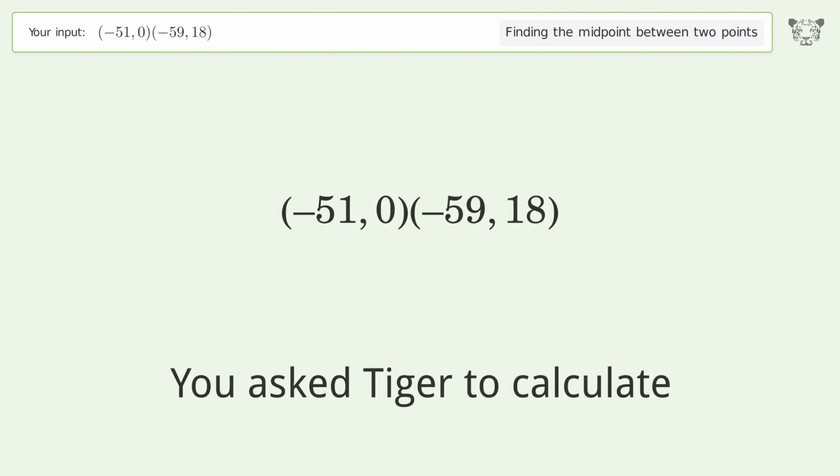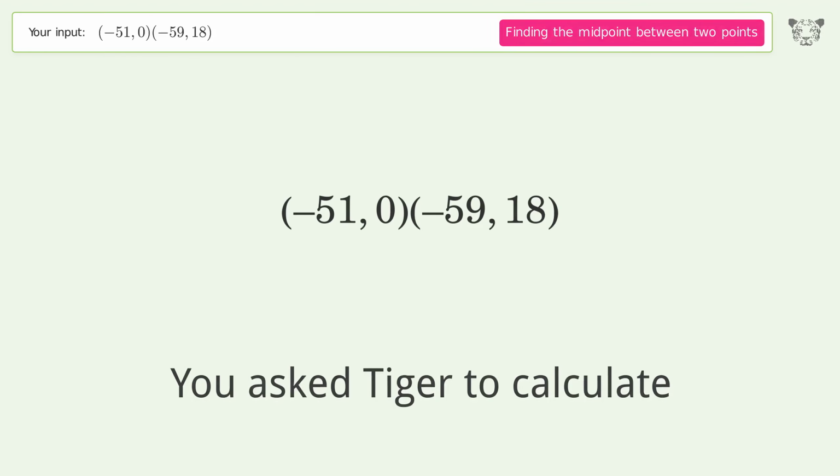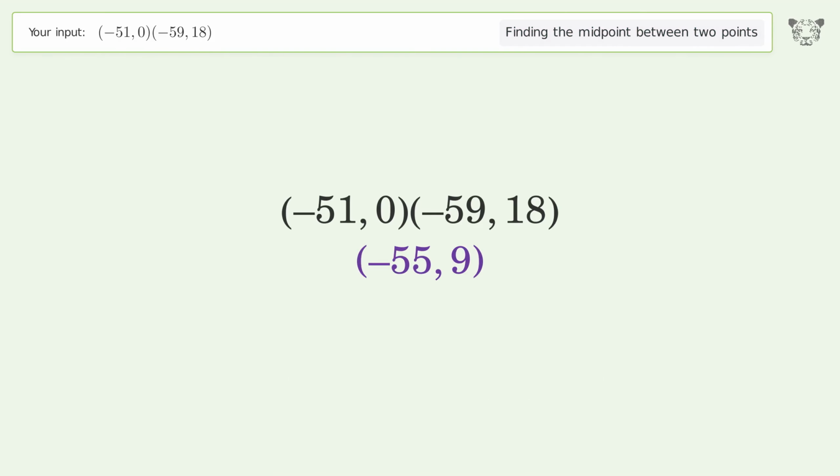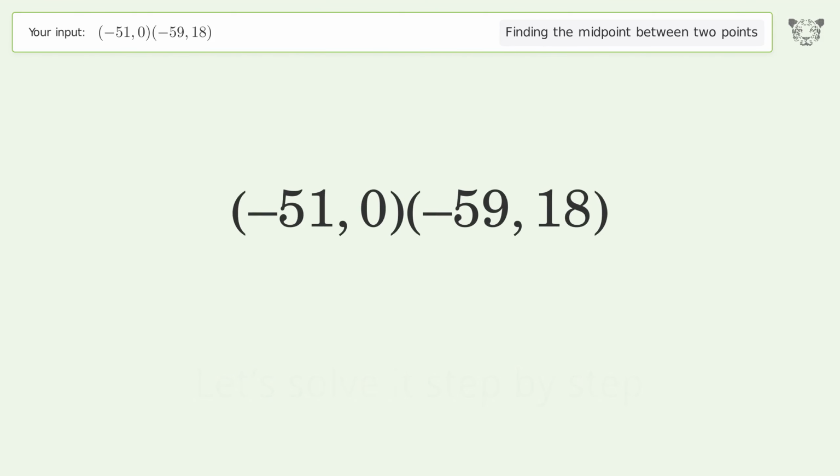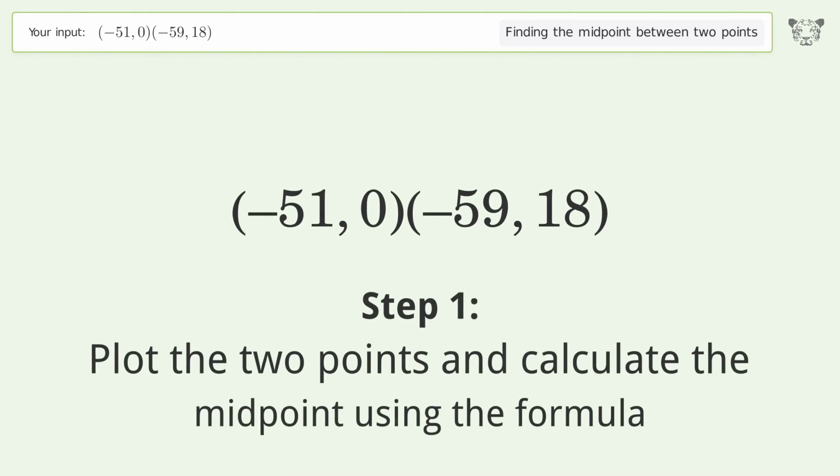You ask Tiger to calculate. This deals with finding the midpoint between 2 points. The midpoint between the 2 points is negative 55, 9. Let's solve it step by step. Plot the 2 points and calculate the midpoint using the formula.